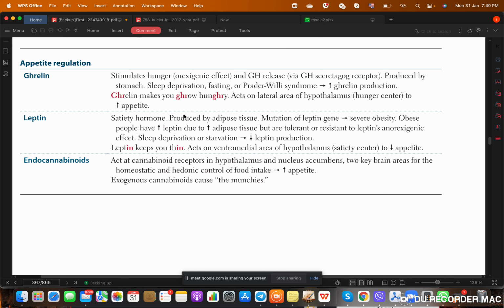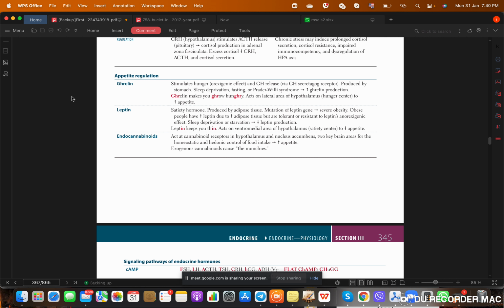Appetite regulation. I'm going to speak about ghrelin, leptin, and endocannabinoid. So ghrelin. Do you remember where ghrelin was produced? We spoke about it. No, it was not the pituitary. It was not the adipose. Excellent, it's the stomach.